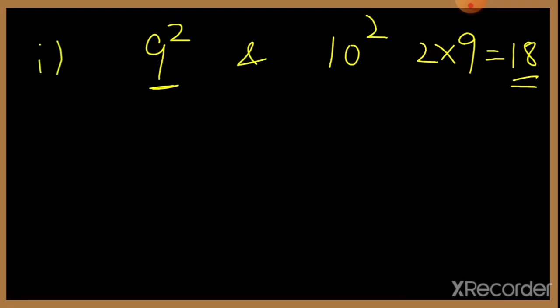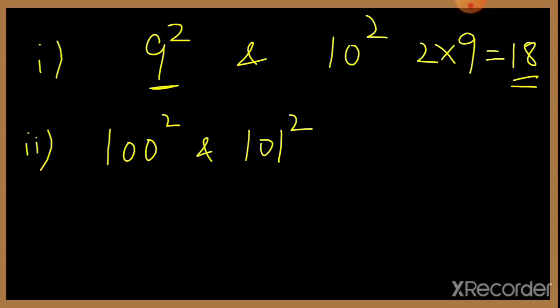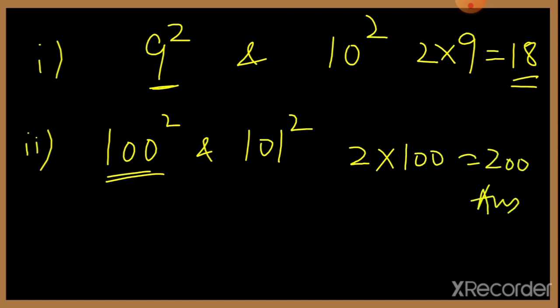Similarly, I take one more example, say 100 square and 101 square. Now how many natural numbers lie between these two squares? To find out this, we will simply multiply 2 with the first number, that is 100, and I will get the answer. So that means 200 natural numbers lie between 100 square and 101 square.